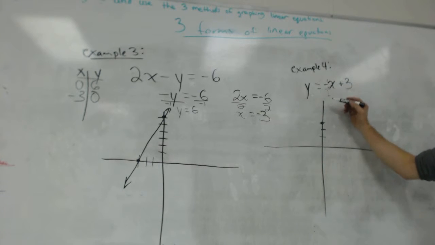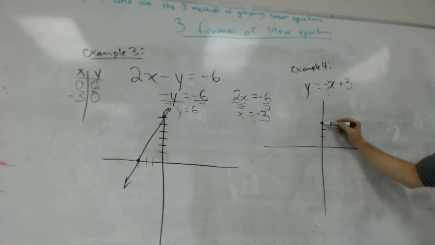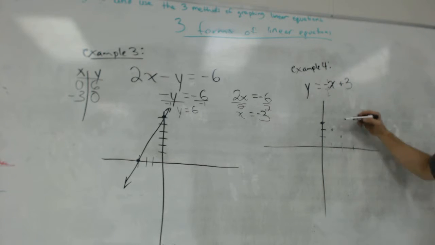Alright, where do I go from my initial point then? Do I go up or down? It's negative 1 over 1 is my slope. Down how many? And over how many? Down 1 over 1, down 1 over 1, down 1 over 1. Right? Down 1 over 1. Okay.